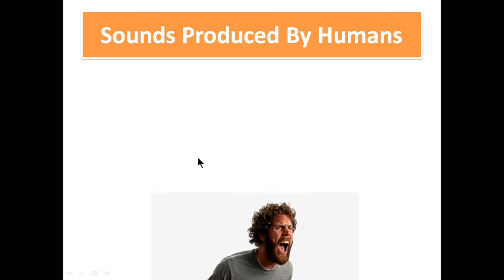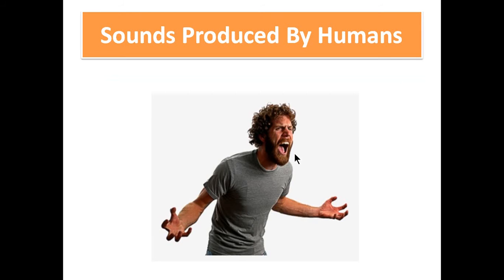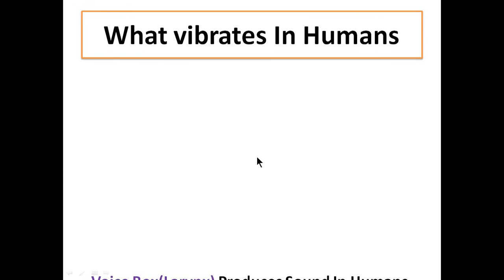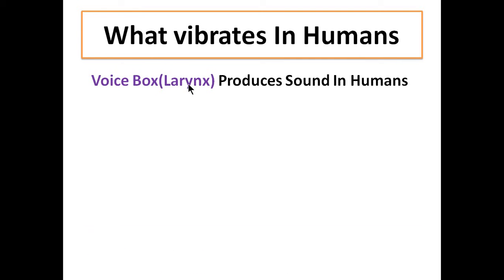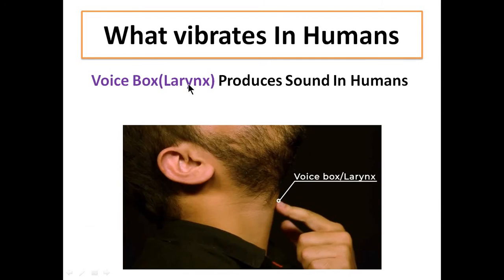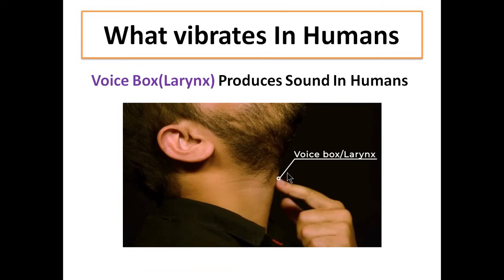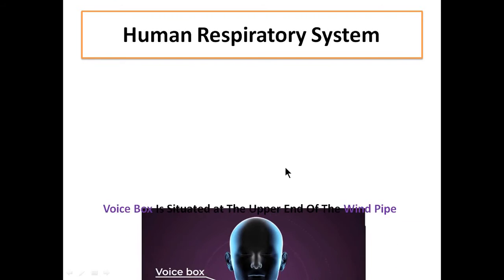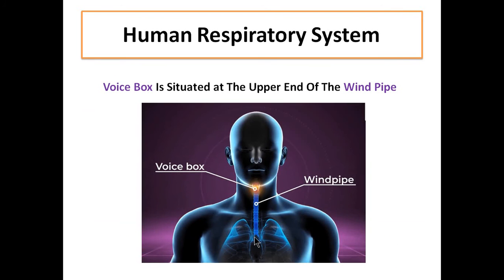Similarly, sound is also produced by humans, as we studied. But what is producing sound in humans? Let's see. This is the voice box or the larynx, which produces sound in humans, and it is located in the throat. You can touch and feel a hard bump in the throat. This is the voice box or the larynx. It is related to the respiratory system. If we see internally, to be more specific, it is present just above the windpipe.